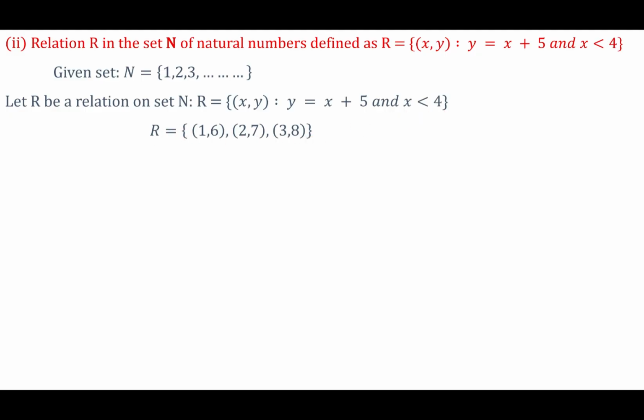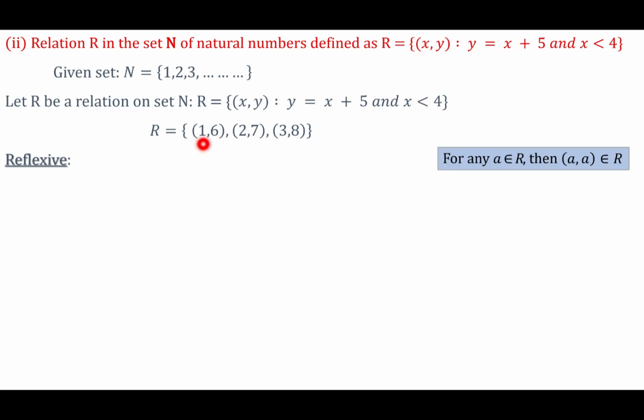Now I need to check reflexive, symmetric and transitive. The first, reflexive. We know the definition of reflexive: for any a belongs to N, (a, a) belongs to R. Then ordered pairs with all identical elements must belong to R. Now, if you see the relation, 1 is there, but (1, 1) is not in my relation.